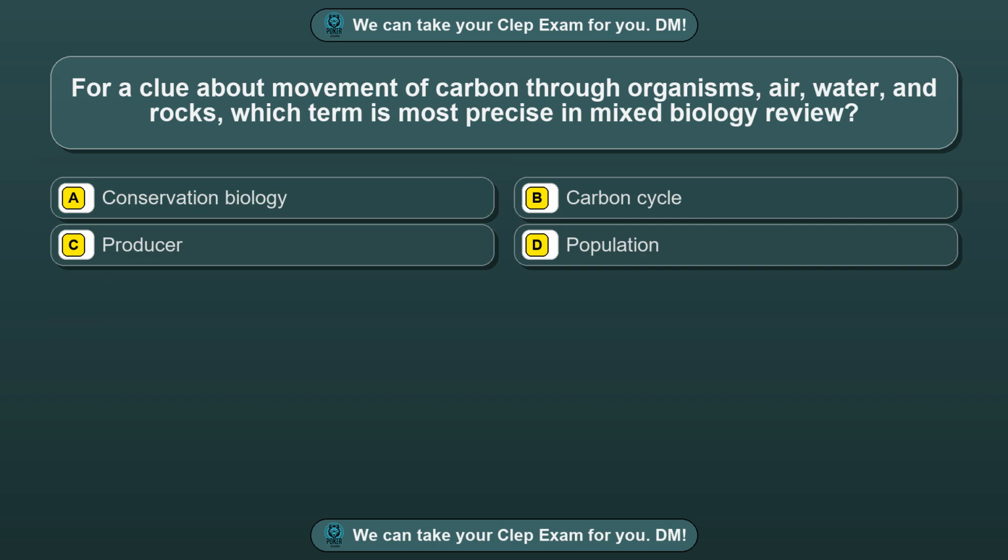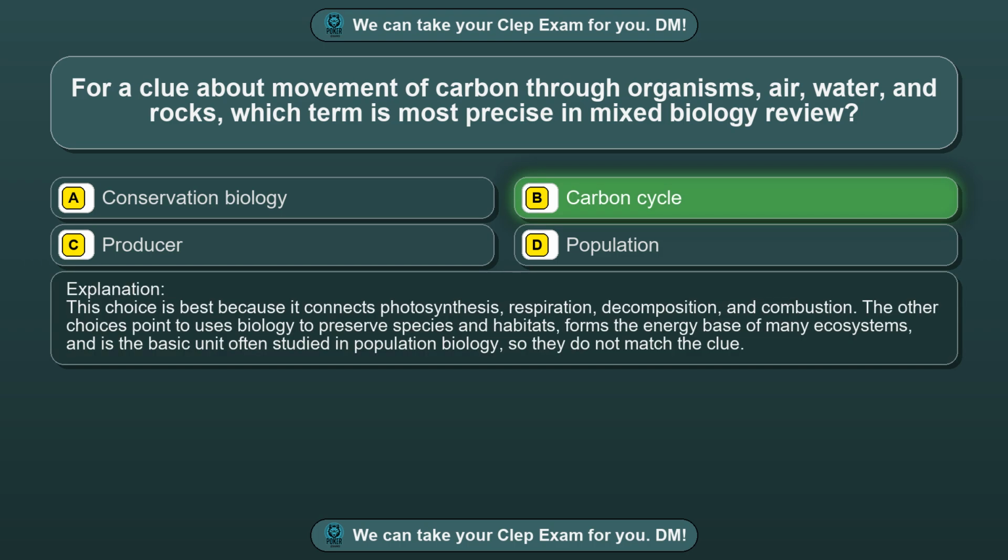Question 31. For a clue about movement of carbon through organisms, air, water, and rocks, which term is most precise in mixed biology review? Option A, conservation biology. Option B, carbon cycle. Option C, producer. Option D, population. The correct answer is option B, carbon cycle. This choice is best because it connects photosynthesis, respiration, decomposition, and combustion. The other choices point to uses biology to preserve species and habitats, forms the energy base of many ecosystems, and is the basic unit often studied in population biology, so they do not match the clue.